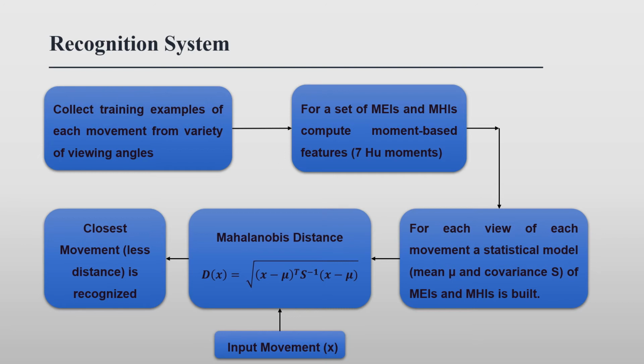If a new input movement x is given, a Mahalanobis distance is calculated with all these statistical models generated, and the closest movement, the one with the least distance along with its corresponding view, is recognized. This is how the recognition system works.